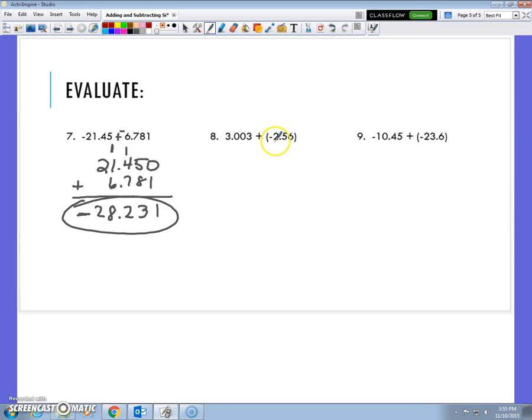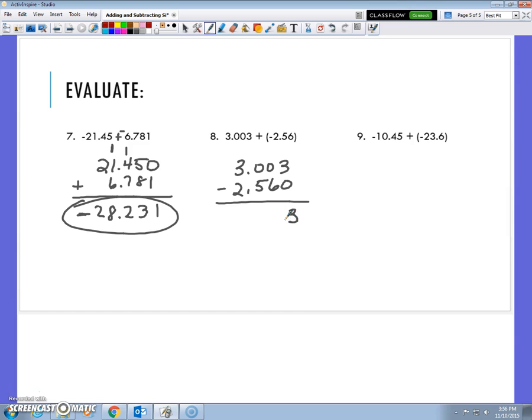Oh, this one's already set up nicely for us. Same signs add and keep. They're not the same signs. Different signs subtract. So I'm going to take 3.003 minus 2.560. And I'm going to keep the sign of the bigger number. In this case, the bigger number happens to be 3. So my solution is actually going to be positive.